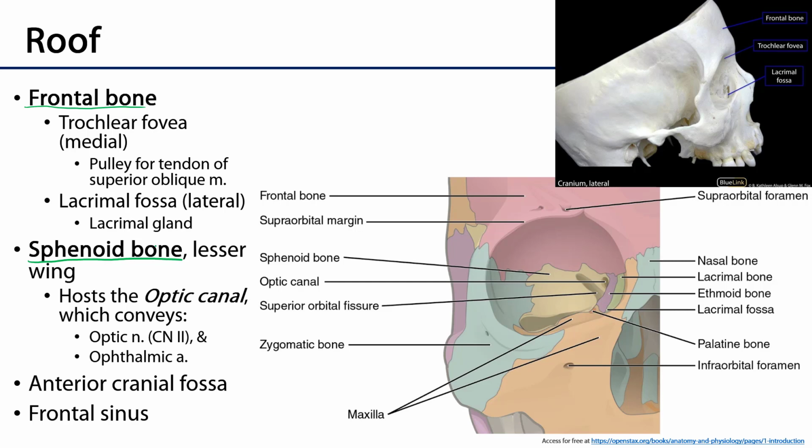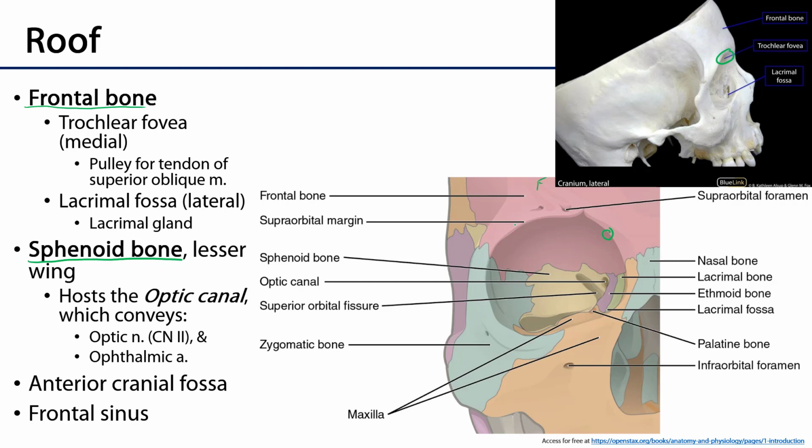So the frontal bone forms the front of the cranium, and there are a few features here that we should discuss. So medially, there's going to be a trochlear fovea. We can see that best in the cadaveric image there. That trochlear fovea is a point of contact for the trochlea, which is a cartilaginous ring which serves as a pulley for the superior oblique muscle. And we'll discuss this in greater detail when we discuss the extraocular muscles.